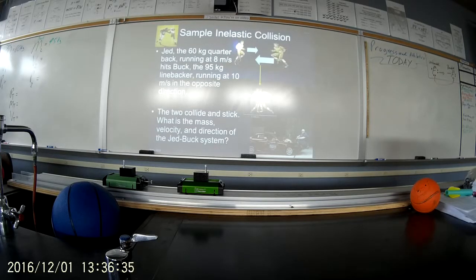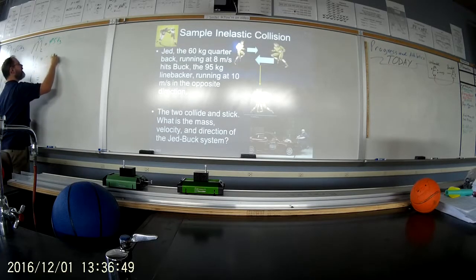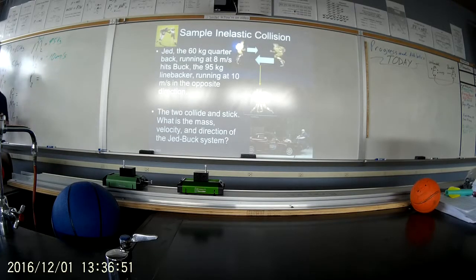What is the velocity of Jed initially? Yeah, 8 meters per second. And what is the velocity of Buck initially? If by 10 meters per second you meant negative 10 meters per second, you're exactly right. Remember, velocity is a vector. And if Jed's moving forward, then Buck has to be moving backward. If Jed has a positive velocity, then Buck must have a negative velocity. That's muy importante, as they say someplace.